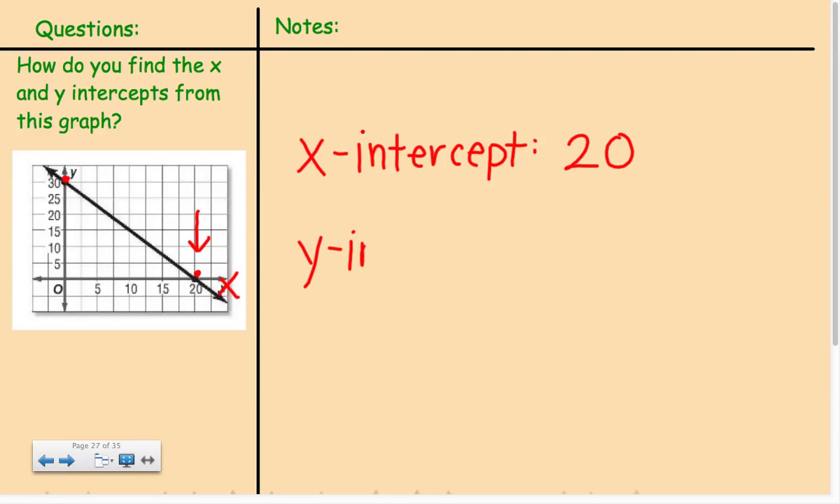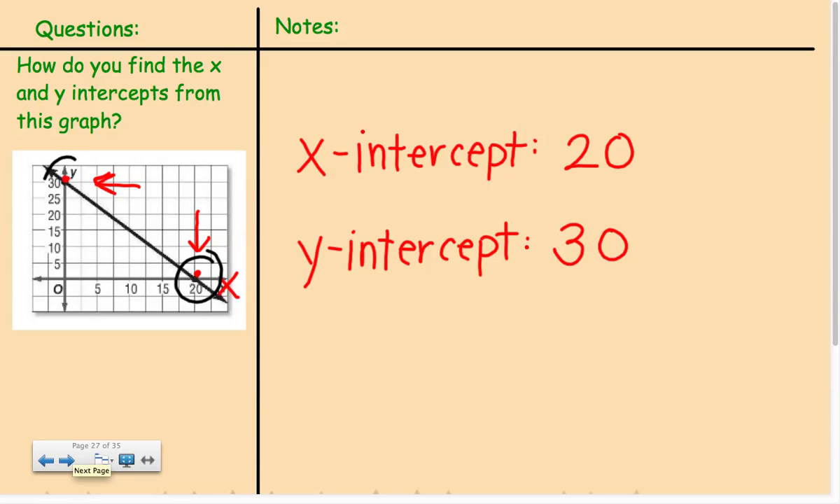Then I need to find my y-intercept. My y-intercept is the vertical line. Think of a yo-yo, goes up and down for y. My y-intercept, my line crosses the y-axis at 30. So that's all you have to do. Your x-intercept right here is 20. Your y-intercept right here is 30.